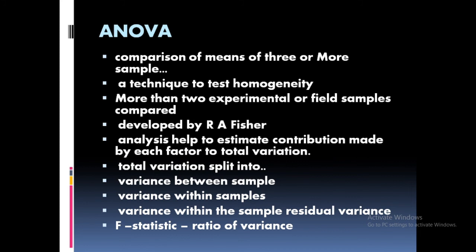Then for that we will divide the total variation into 2 components, that is variation or variance between samples and variance within the samples. Understood? Means for variety A, B, C, D, so variance between AB, variance between AC, variance between AD, likewise. And variance within the samples.